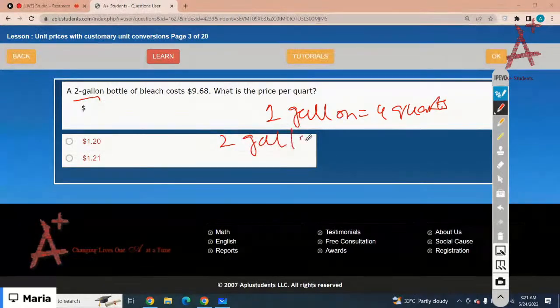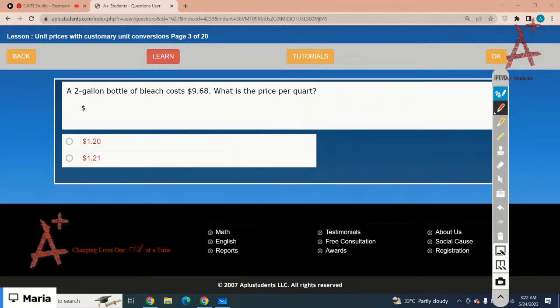So 2 gallons equal 2 times 4 equal 8 quarts. That means this is the price of the 8 quarts. You have to calculate the price of 1 quart. So you have to divide 9.68 by 8 because you need to calculate the price of 1 quart. That would be 1.21. Got it? You have to divide 9.68 by 8 because you need to calculate the price per quart. It would be 1.21. So the correct option is 1.21.